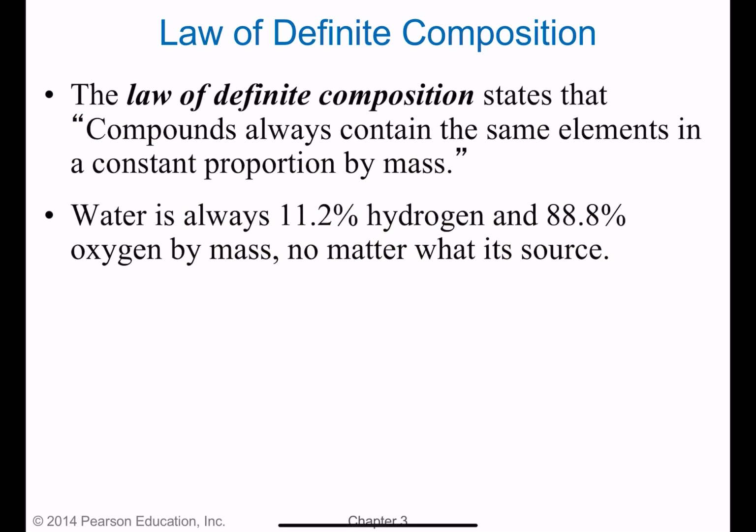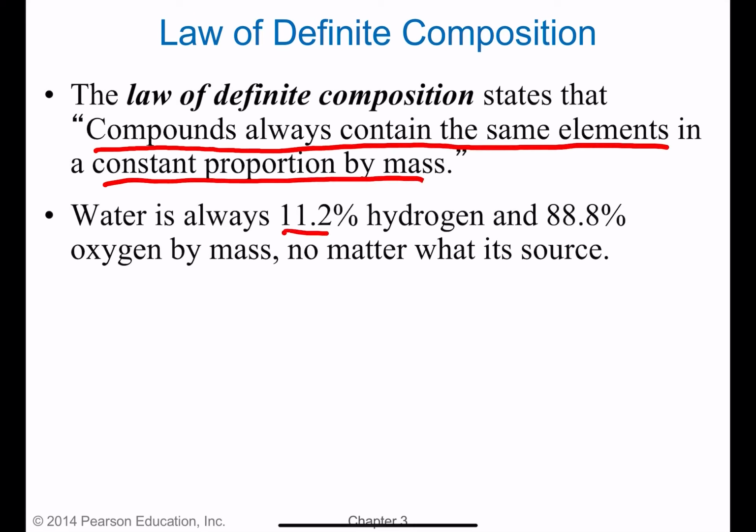So the next thing that's new, we have the law of definite composition, or sometimes it's said law of definite proportion, but it states that compounds always contain the same elements in a constant proportion by mass. So water is always this much hydrogen and oxygen. Another way to put that is water is H2O, and water will always be 2 hydrogens and 1 oxygen. Every single molecule of water is always going to be 2 H's and an oxygen, no matter where you get that water from. And then another example is methane. Methane is CH4. Methane is always going to be 1 atom of carbon and 4 atoms of hydrogen.